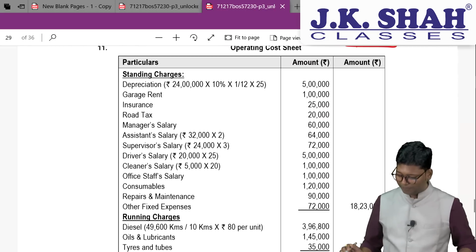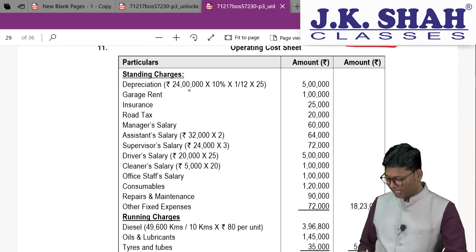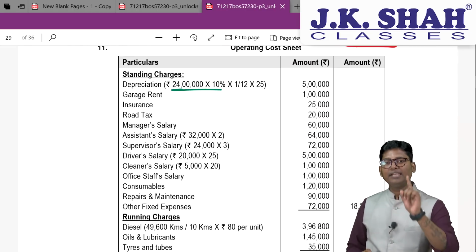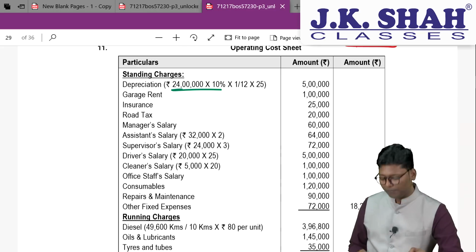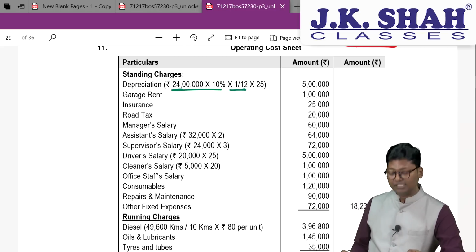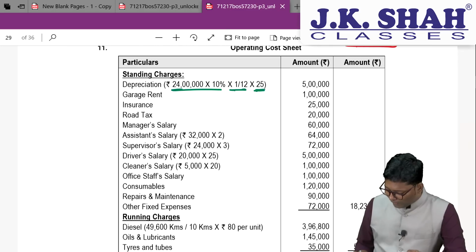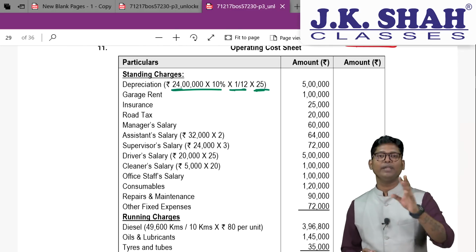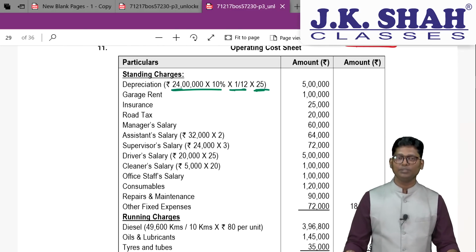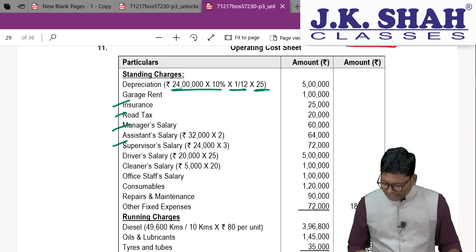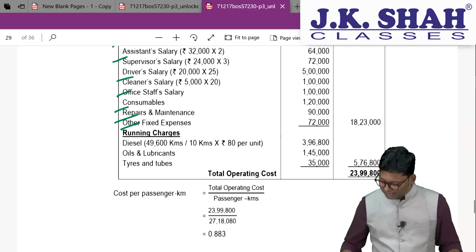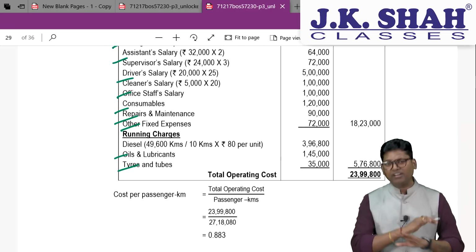So they have simply prepared the cost sheet. Depreciation at a rate of 10% will give you the annual depreciation of one bus. We are converting these details to a monthly basis by dividing by 12. And for 25 buses, if you compute, you are going to get 5 lakhs as your depreciation. Remaining expenses are given directly. All the expenses are recorded. Oil, tires, everything is given.